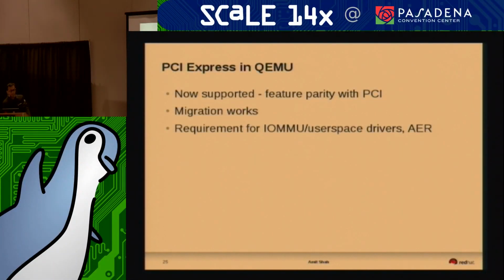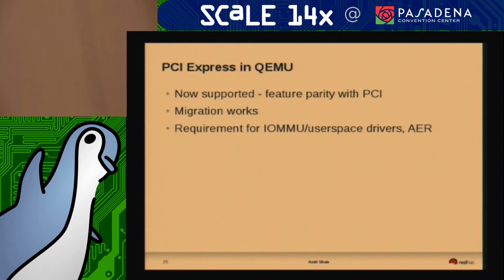PCI Express support. So we only had support for PCI devices to be exposed to the guest, but now we can expose PCI Express devices into the guest. We reach feature parity with PCI over there. Migration works, so we can declare it to be completely supported. And this is actually a requirement for IOMMU. If you want to pass through an IOMMU or emulate an IOMMU and expose it to the guest for nested virtualization, this is required.